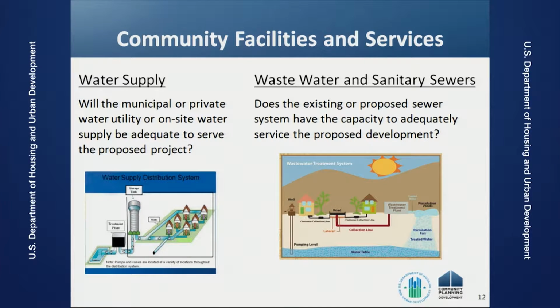Will either the municipal or private water utility on-site or on-site water supply be adequate to serve the proposed project? Is the water supply quality safe from a chemical and bacteriological standpoint? What kind of wastewater and sewer systems are available, and will they provide satisfactory service to the proposal? Does the existing or proposed sewer system have the capacity to adequately service the proposed development?